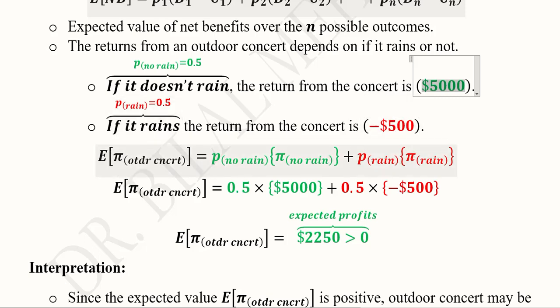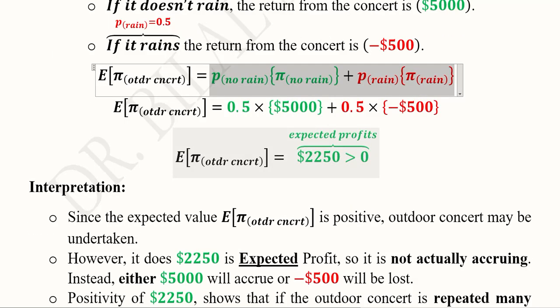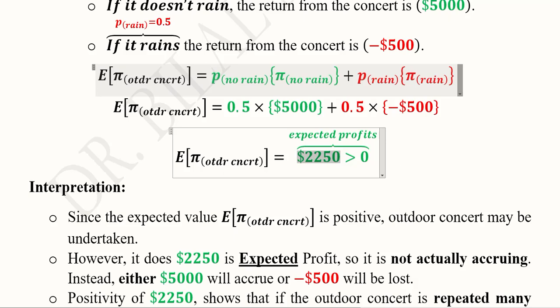So for the expected value, we can take the weighted average, and we have done it here. This is the value for no rain and this is the value for rain. This is the probability getting used as the weight in the weighted average, and here this is the other weight. Putting the values and simplifying, we get the expected value of holding the concert outdoors. It is considered as the expected value or the expected profits, specifically speaking.